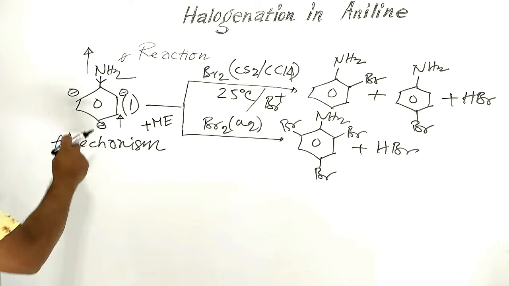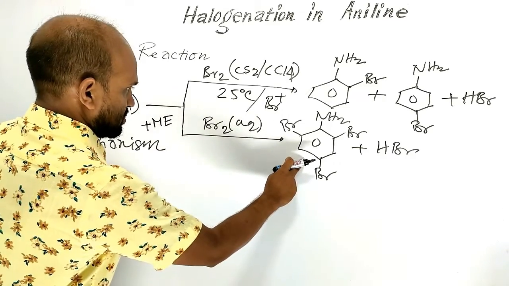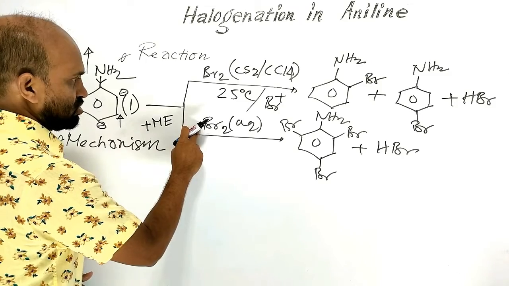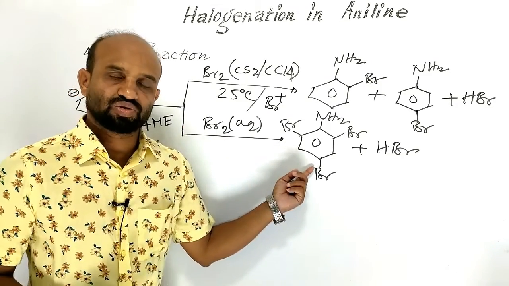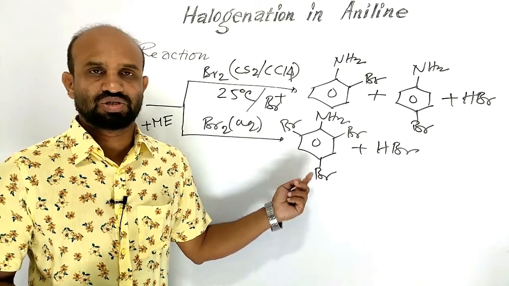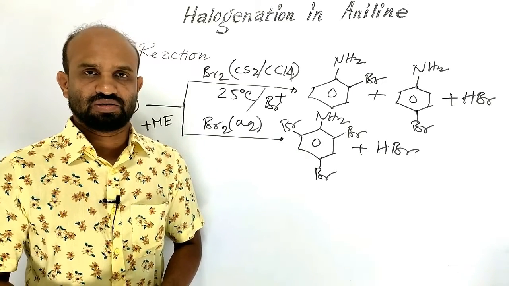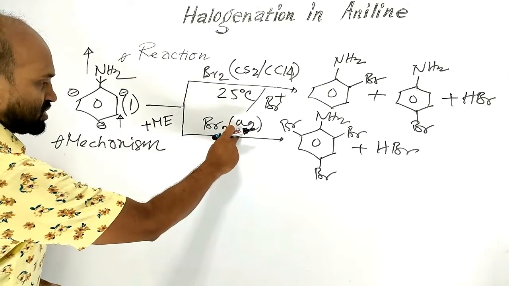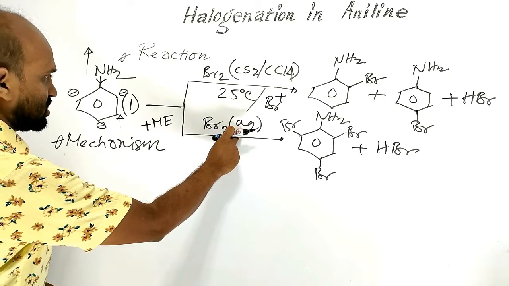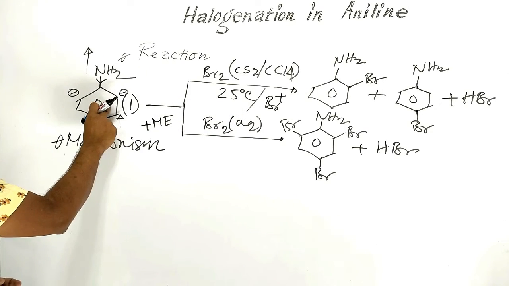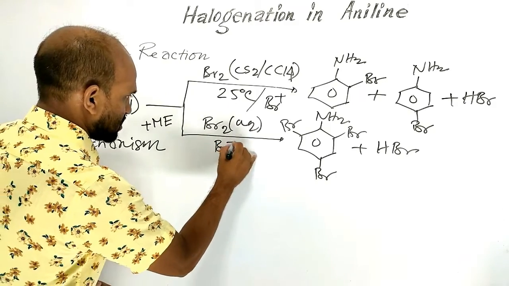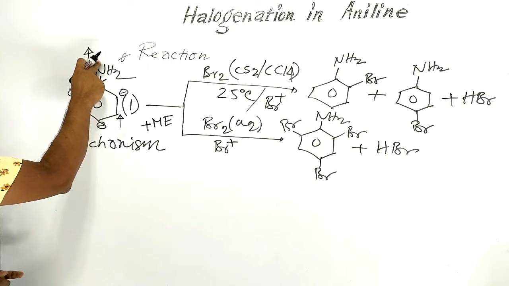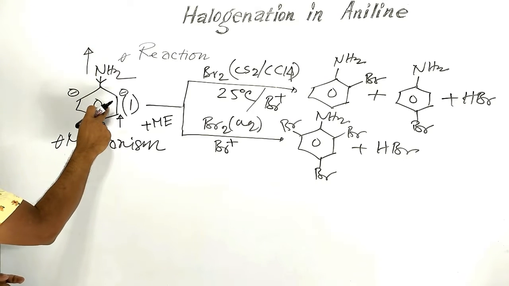Let's see the mechanism of the second reaction, in which aniline reacting with an aqueous solution of bromine forms 2,4,6 tribromoaniline, which deposits as precipitate. Let's see the mechanism of the reaction. Here, because of the presence of the polar solvent water, aniline becomes active towards electrophile. That is, the polar solvent increases the electron donating capacity of the amino group towards the benzene ring.